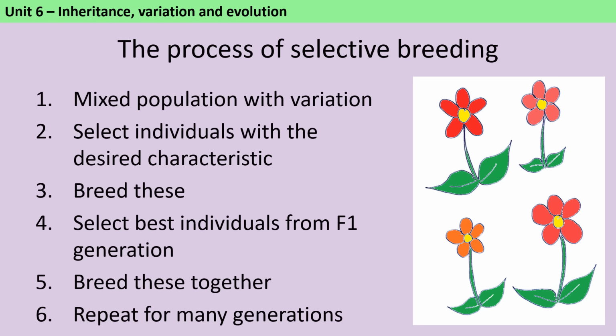Selective breeding, which we sometimes call artificial selection, is the process of breeding plants or animals for particular genetic characteristics.